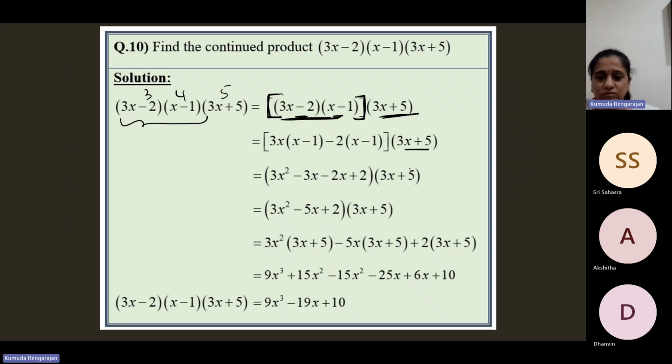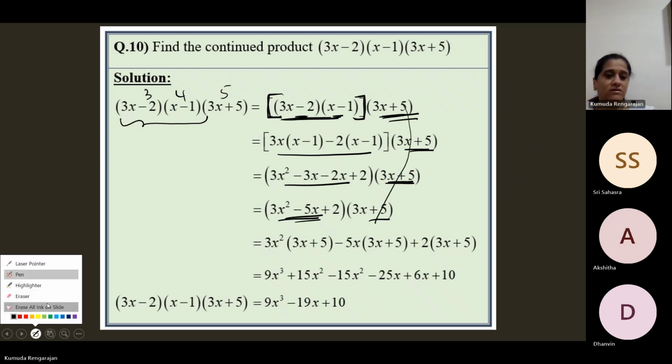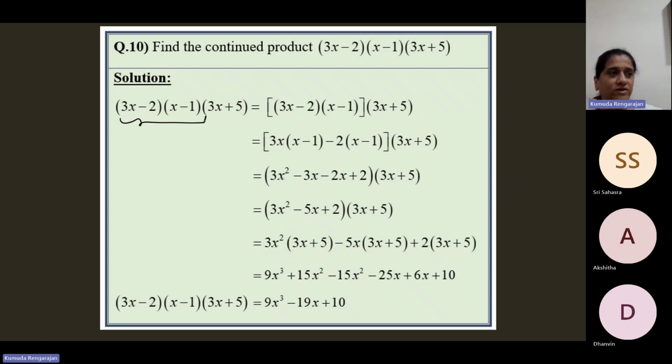So this one will just come down as it is, because this product is happening. Till this happens completely, this will just come down as it is. I'll show you again. We are multiplying these two expressions first, as you can see in the square bracket. Once we are done with this, then only we are going to multiply that result with 3x plus 5. So this 3x plus 5 is just coming down in every step as it is, because multiplication of these two expressions is still happening.